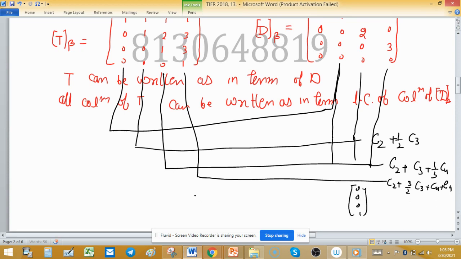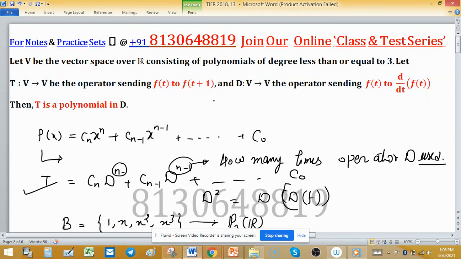We can add an extra column, as this is a basis element, and it doesn't affect the linear combination. So we can write all columns of T with the help of columns of D. So T is a polynomial in D. This is a true statement.